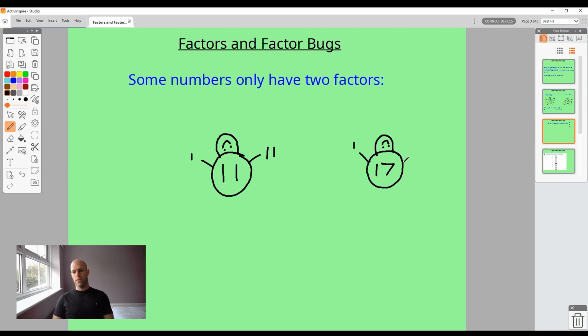So if you get particularly good at factor bugs, you'll start to notice these. Any number that only has 2 factors, they are prime numbers. So prime numbers only have 2 factors. 1 will always be a factor, and the number. If they're not in any other times table, they are prime numbers.